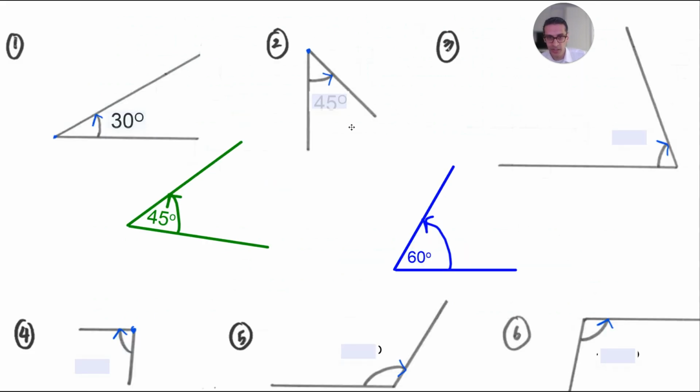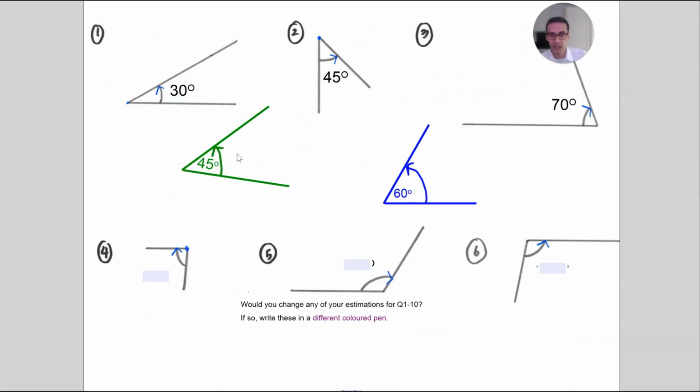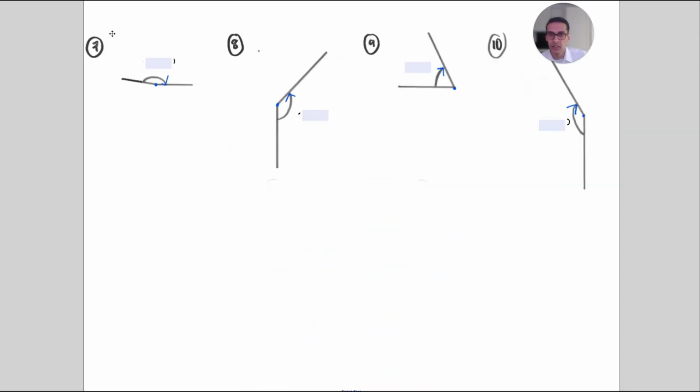Right, there's the answer. So 30, 45, 70 were question 1, 2, and 3, and then 4, 5, and 6 you get 85, 120, 100, and then the last few questions you would have got 170, 135, 63, and 148.